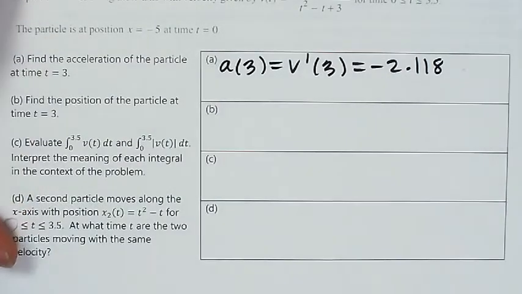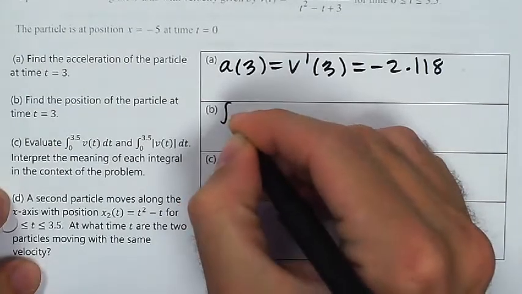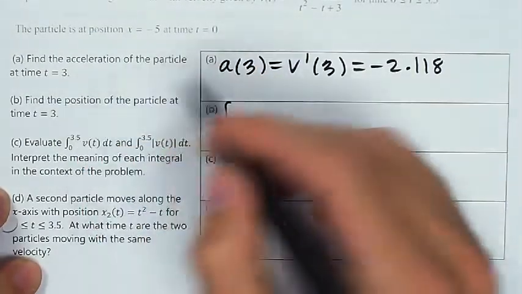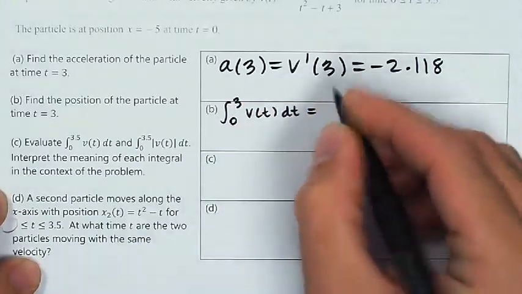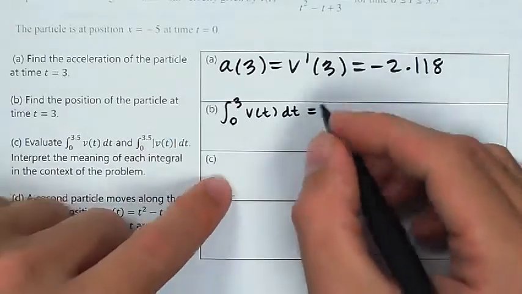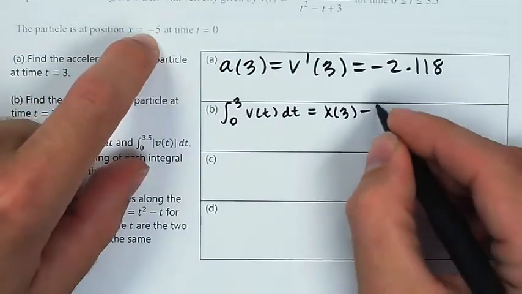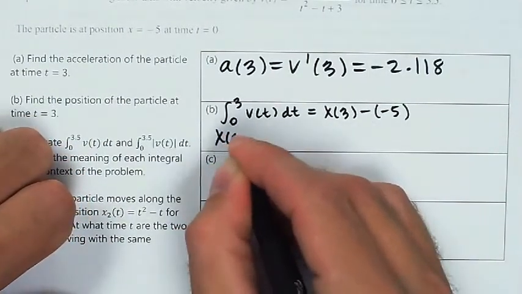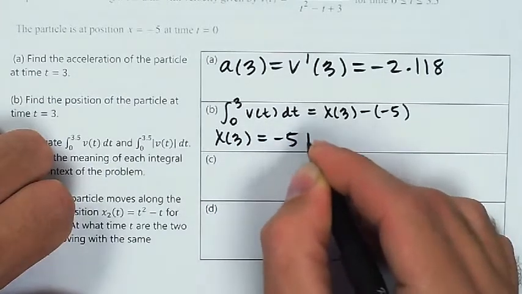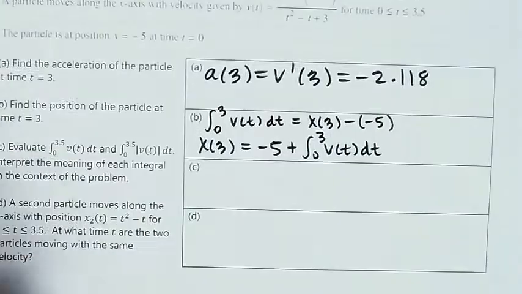Find the position of the particle at time t equals 3. Okay? Well, that's where we're going to use a definite integral of velocity. So if I integrate velocity from t equals 0 to t equals 3, that would be equal to the position at time 3, which is what I'm hoping to find here, minus the position at time 0, which is negative 5. Okay? So I'm going to say that x of 3 equals negative 5 plus the integral from 0 to 3 of velocity. And that's going to be a job for the calculator.